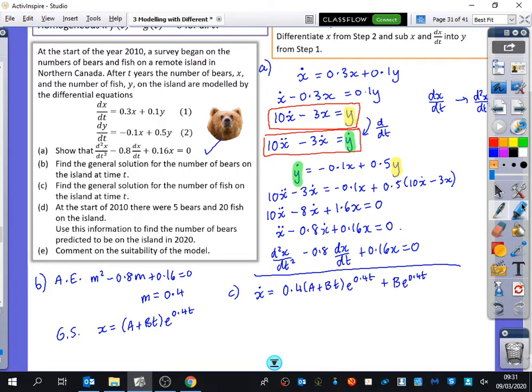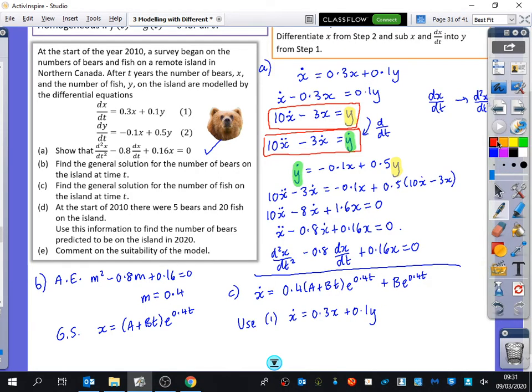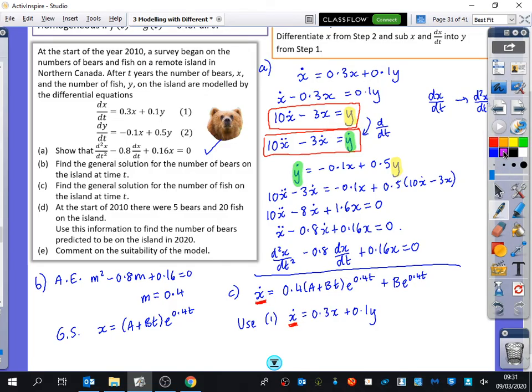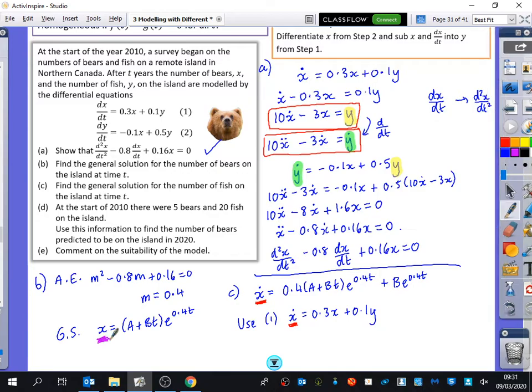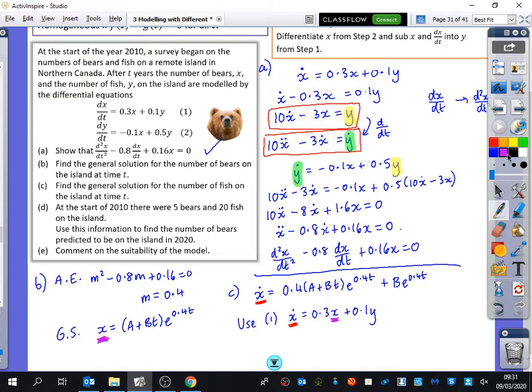So then what I'm going to do is take the x dot. In fact, why don't I write out the equation that we're going to be using. We're going to be using that one at the top, number 1, which says that x dot equals 0.3x plus 0.1y. And I'm going to substitute my x dot in here, and my x in here to find out what y is, and that's going to save us some time.